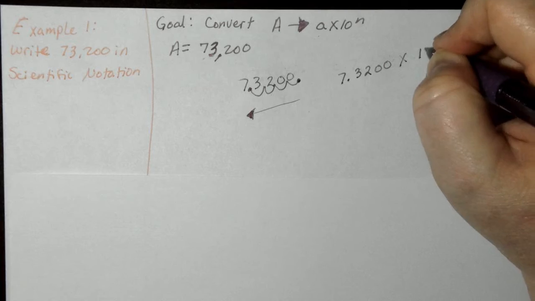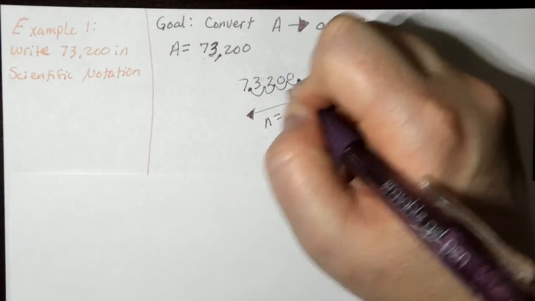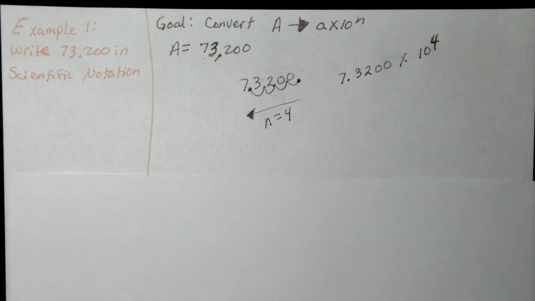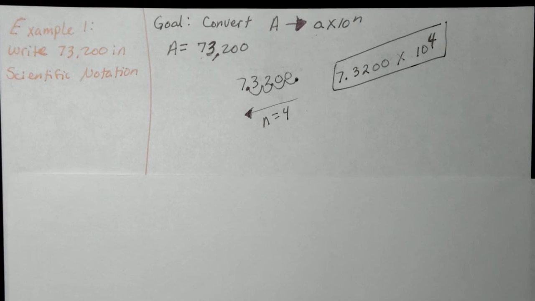Times 10 to the n. How much was n? n equals 4. And was that positive or negative? It's going to be positive because a was greater than 10. And that's all I do for that one. Put a box around it so the teacher can find it, and boom, you're done.